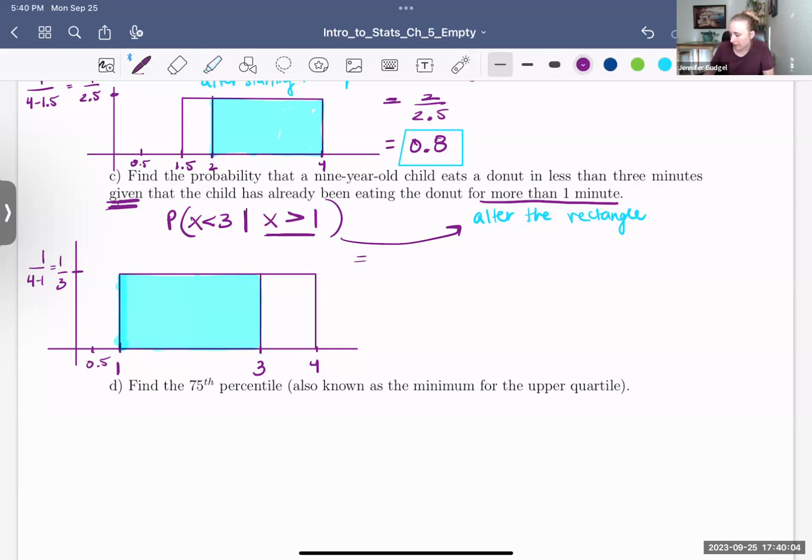All right, our probability is equal to the base times the height. That's 3 minus 1 times 1 over 3. That's equal to 2 over 3. And that's equal to 0.6 repeating. So rounding to 4 decimal places, we'll round that 4th one up, since the 5th one was also a 6, it will round that 4th value up.